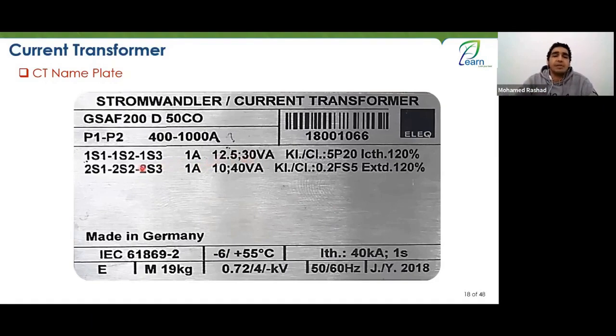12.5, then 30, because it depends on your ratio. If you have chosen the ratio of 400 to 1, meaning you are using 1S1, 1S2, in this case the burden only reaches a load not exceeding 12.5 volt ampere. However, if you are using the larger ratio of 1000 to 1, you can reach 30 volt ampere. All right, and if you are using the second core, the same applies. The smaller tap, which is 400 to 1, can reach 10 volt ampere, while the larger tap can reach up to 40 volt ampere. Great, very excellent.